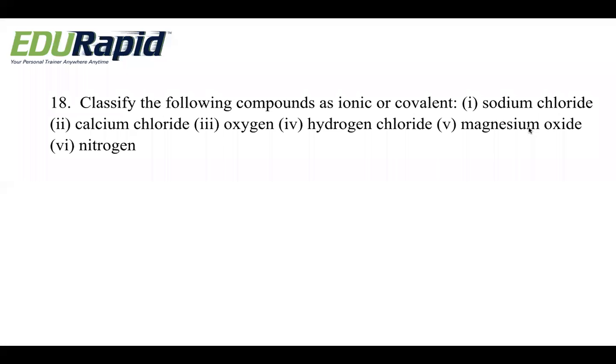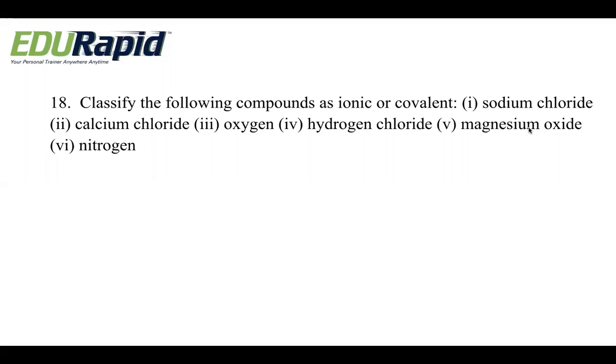Next one, calcium chloride, whether it is ionic or covalent. Calcium chloride, that is CaCl2. Yeah, it is also ionic, right? Third one, oxygen. Is it ionic or covalent? Any answers? We have discussed this in types of bonds. Yeah, it is covalent. Exactly, Hemant. It is a covalent compound.